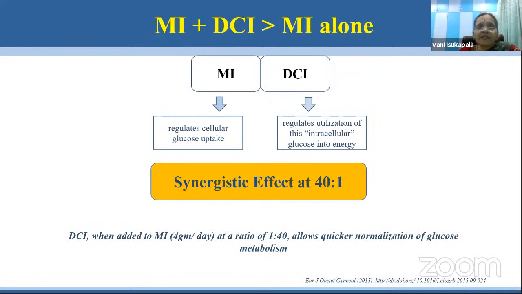Then there's yet another study which proved that the synergistic effect in the ratio of 40:1 by MI and DCI is far better than giving MI alone. So this has an additional advantage of normalizing the glucose in a quicker fashion, because if you see the myoinositol, how does it work, and the DCI, how does it work? MI works at the cellular membrane level, that is glucose uptake, and the DCI works intracellularly at the mitochondrial level regarding the utilization of the glucose, making glucose into an energy format, that is the ATP.